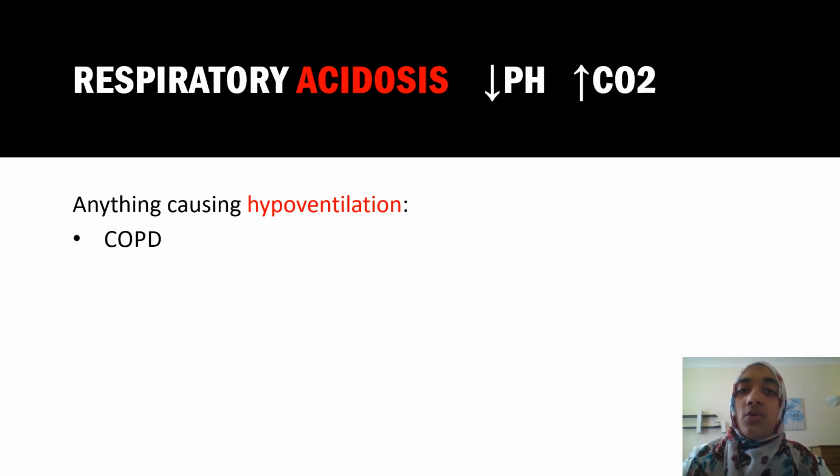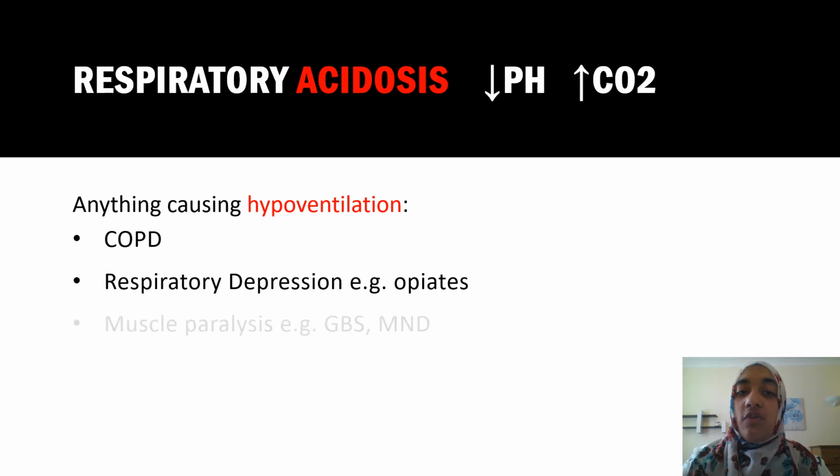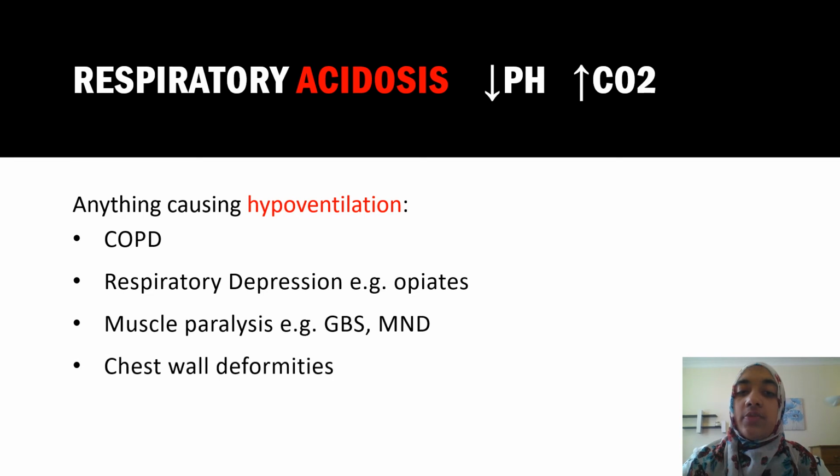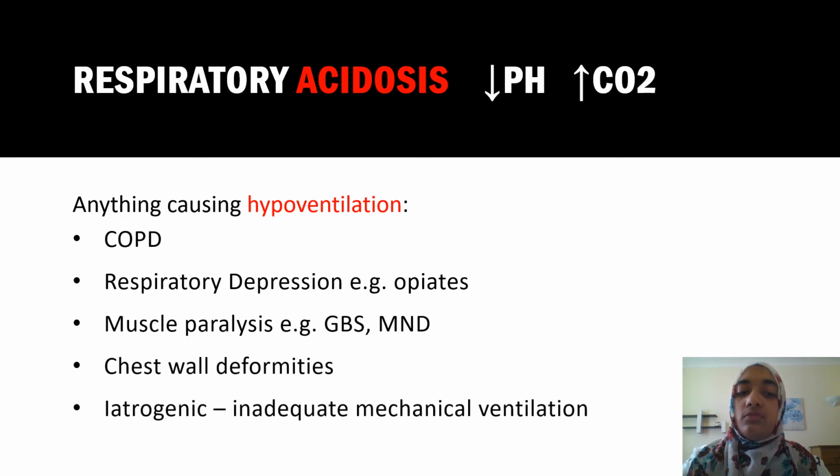Some of the things that might cause this include COPD, respiratory depression from overuse of opiates, muscle paralysis, such as from Guillain-Barré syndrome or motor neuron disease, chest wall deformities, if they cause hypoventilation, and iatrogenically, when we're ventilating patients, if we're not ventilating them enough. One of the potential diagnoses in this case for Mr. Green's abnormal blood gas could be overuse of opiates following his hip replacement yesterday.